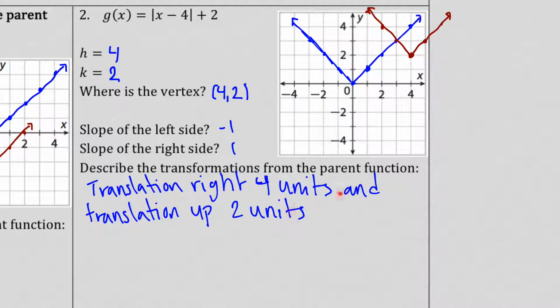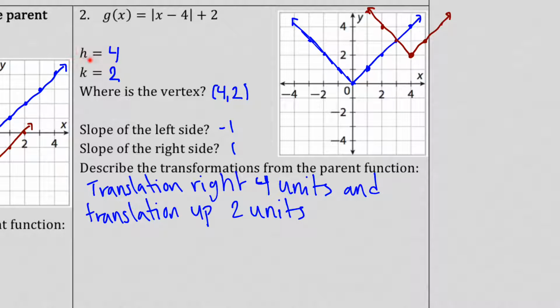You could get this answer simply by looking here and saying, oh, H is 4, K is 2. H is going to move it to the right 4 units. K is going to move it up because it's positive 2 units. That's always going to happen. We're going to practice that a little bit more in later problems, okay?